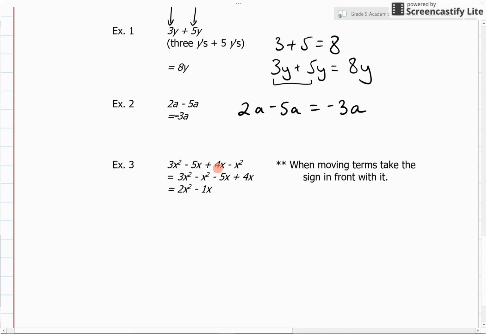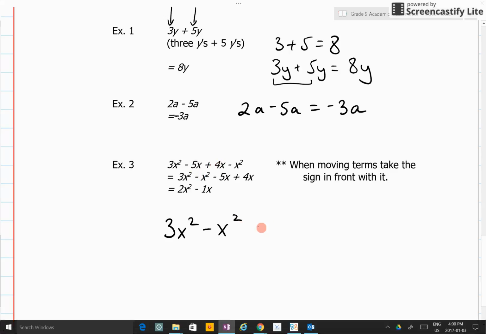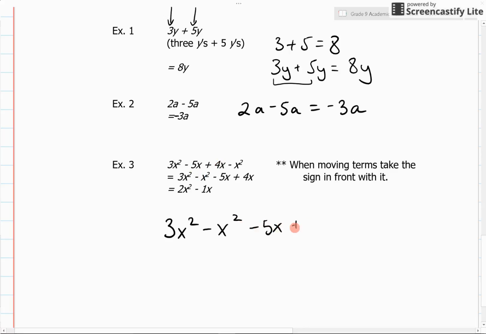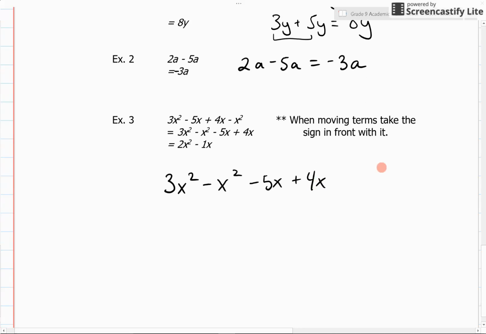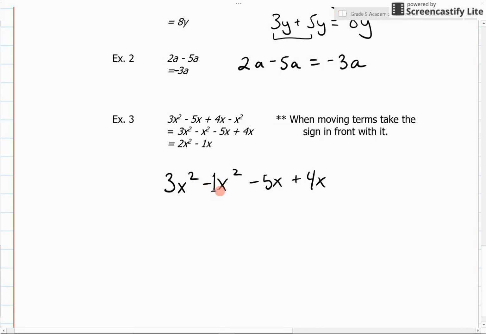Now what if your expression has a bunch of different terms? We look at the like terms here. So 3x squared and x squared are like terms. So you can combine those two. So 3x squared minus x squared. And you take the minus 5x and the 4x, you put those two together. When you're combining like terms, you have to add their coefficients. Now if you don't see a number in front of one of your variables, then you assume it is 1. It is automatic. We don't write 1 all the time, but there's always an invisible 1 in front of that variable.